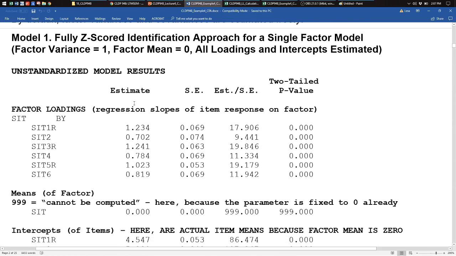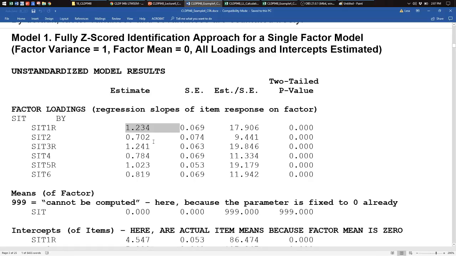So here's my output. All Mplus is going to give you is the name of the factor, and then by, and then the list. It's up to you to recognize that these are factor loadings. So these are my slopes. So for instance, this first item, the slope is 1.234. Couldn't have made that up if I had tried.